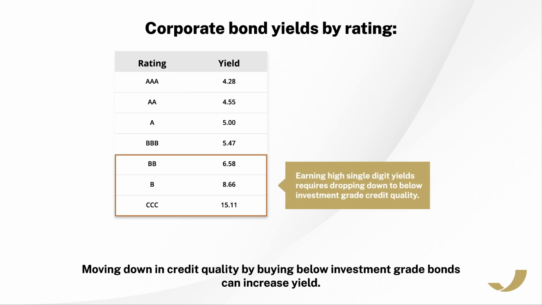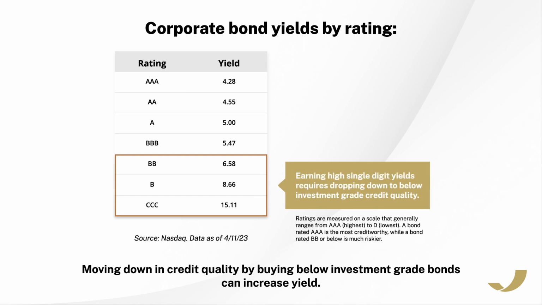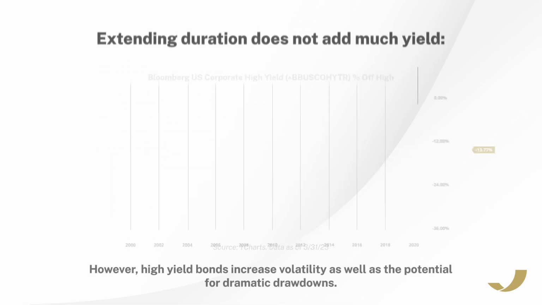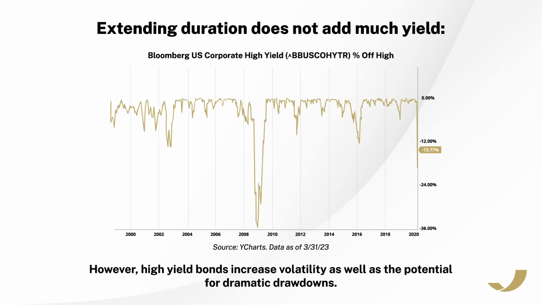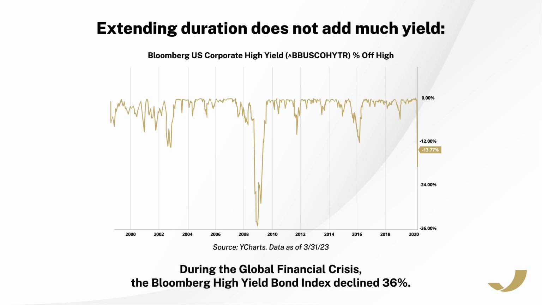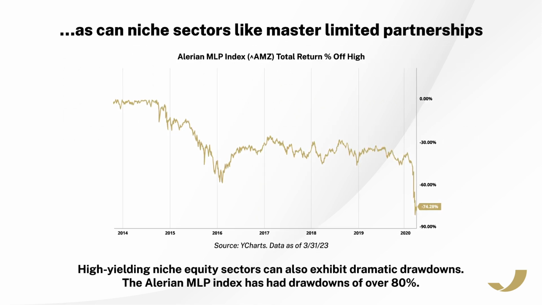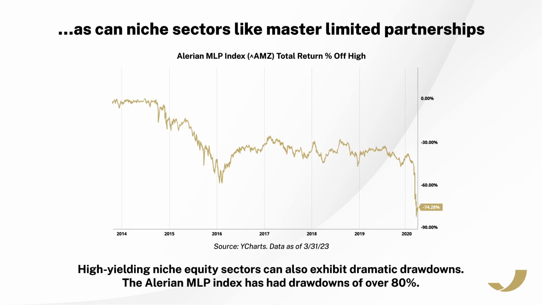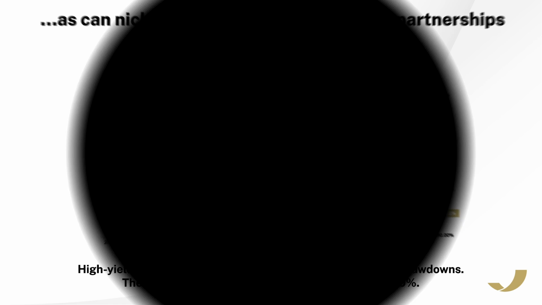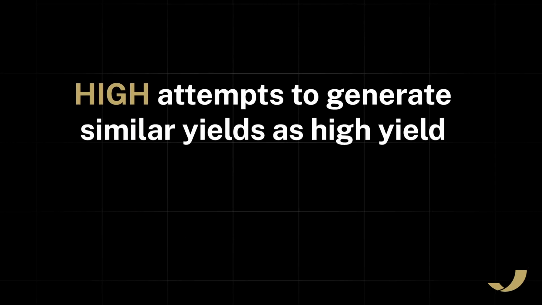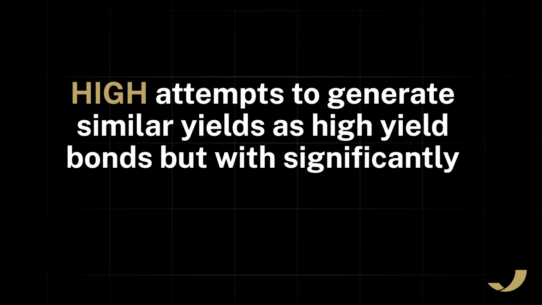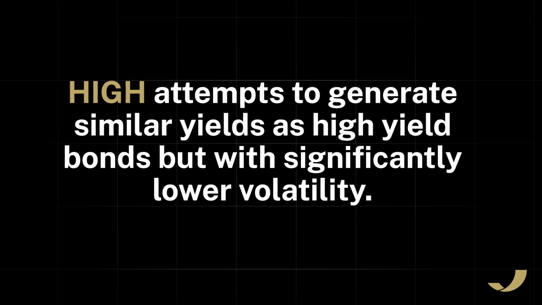Moving down in credit quality by buying below investment-grade bonds can increase yield. However, high-yield bonds increase volatility as well as the potential for dramatic drawdowns. During the global financial crisis, the Bloomberg High Yield Bond Index declined 36%. High-yielding niche equity sectors can also exhibit dramatic drawdowns. The Alerian MLP Index has had drawdowns of over 80%. High attempts to generate similar yields as high-yield bonds, but with significantly lower volatility.